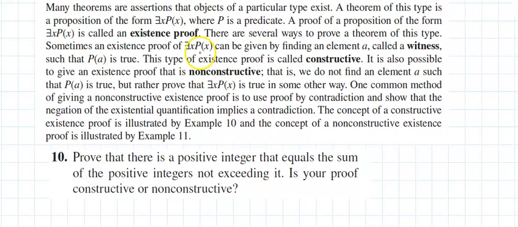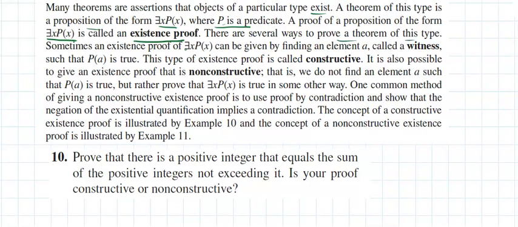Okay. Many theorems are assertions that objects of a particular type exist. A theorem of this type is a proposition of the form there exists an x such that P of x, where P is the predicate. A proof of a proposition of the form there exists an x such that P of x is called an existence proof. There are several ways to prove a theorem of this type.